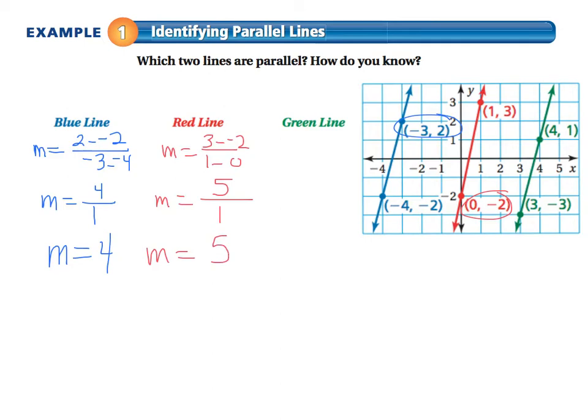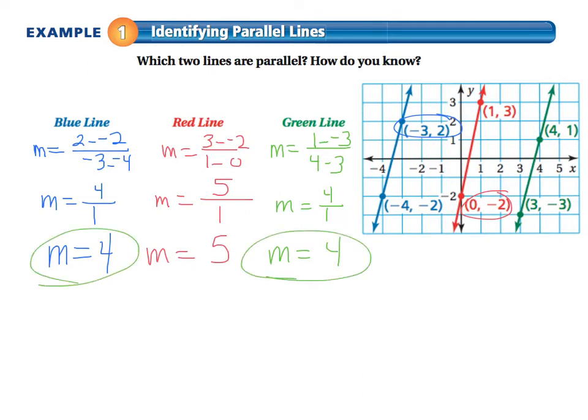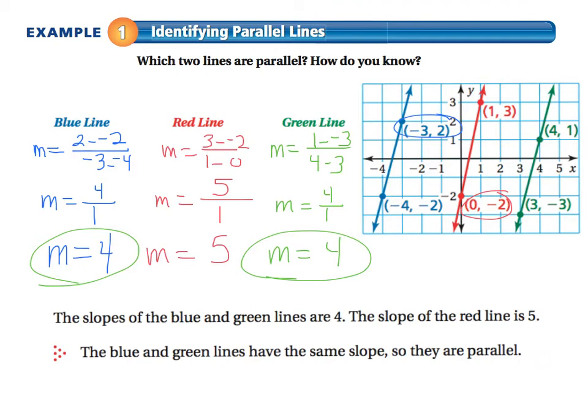Green. So the green line is going to be 1 minus -3 over 4 minus 3. That would give me 4 divided by 1, which gives me a slope of 4. As you can see here, these two have the same slope. Therefore, the blue and green lines have the same slope, so they are parallel. Parallel lines have the same slope.